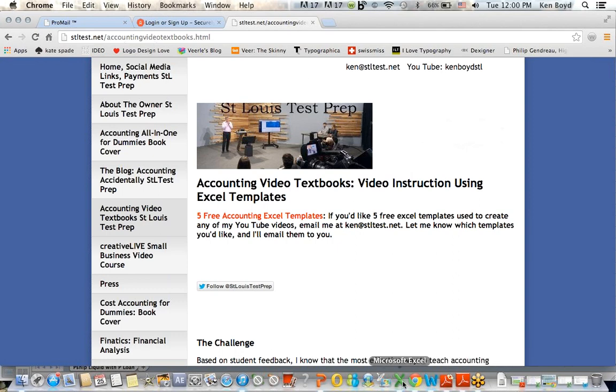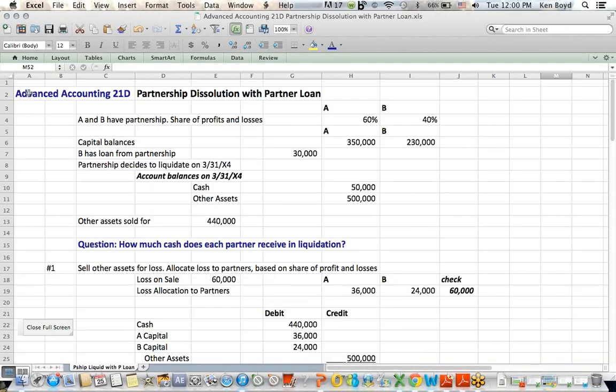And a problem that I'd like to go over is Advanced Accounting 21D about a partnership dissolution, but this is a case where one of the partners has a loan outstanding, and that's what I wanted to cover.